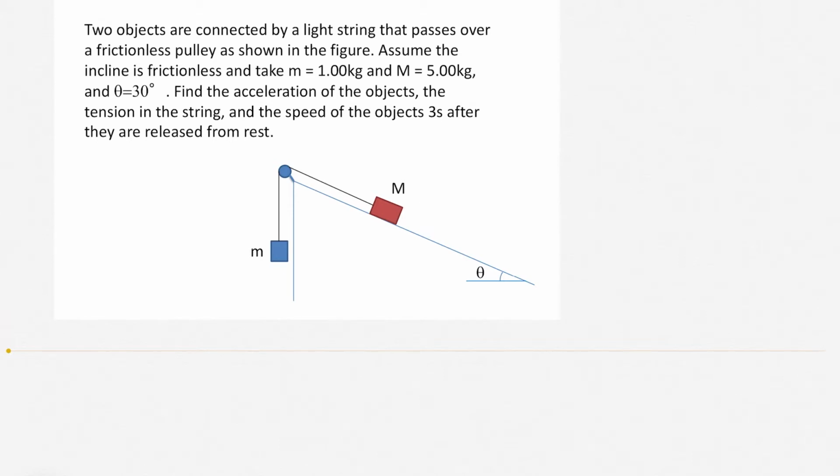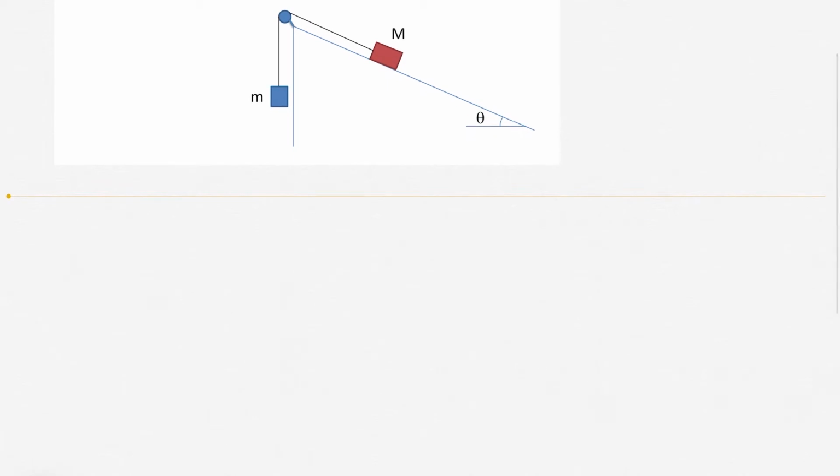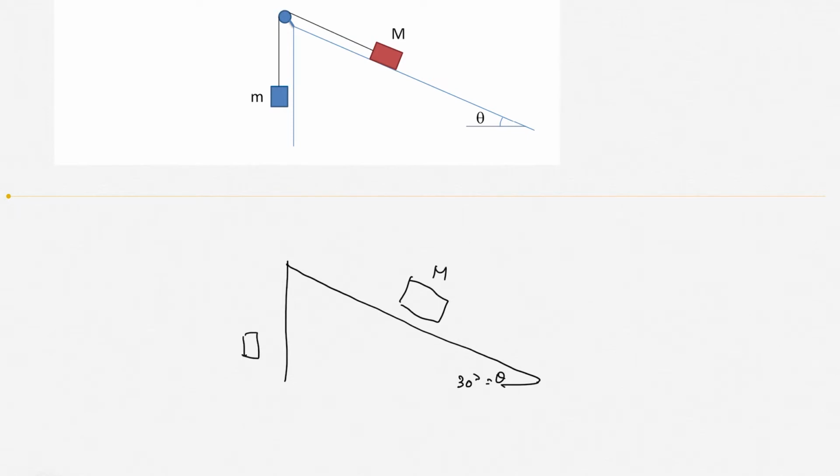So first of all, we'd like to draw the free body diagrams. This is theta, which is 30 degrees. And the object, capital M, is the heavy one, and the light one is connected by the string. This is 5 kilograms. This is 1 kilogram. And the two objects are connected by the light string. So tension force is acting on both objects. The same magnitude of tension force is acting.